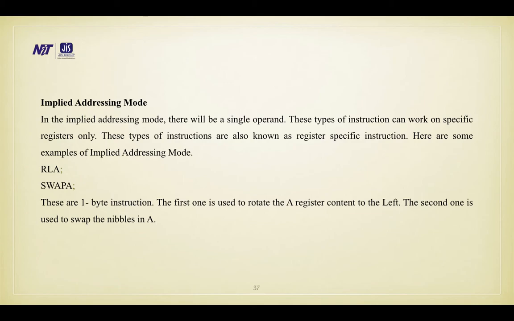Implied addressing mode. In the implied addressing mode, there will be a single operand. These types of instruction can work on specific registers only. These types of instruction are also known as register specific instructions. Here are some examples: RL A, SWAP A. These are 1 byte instructions. The first one is to rotate the register A content to the left. The second one is used to swap the nibbles in A.